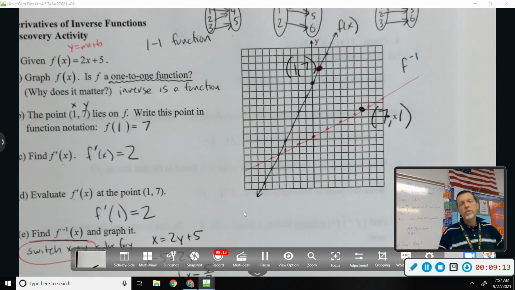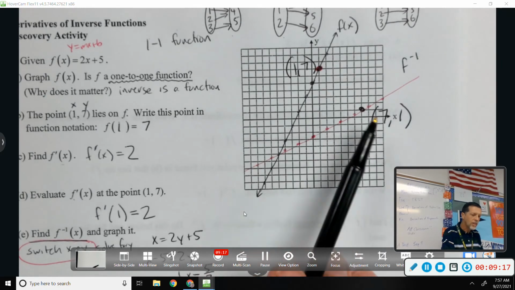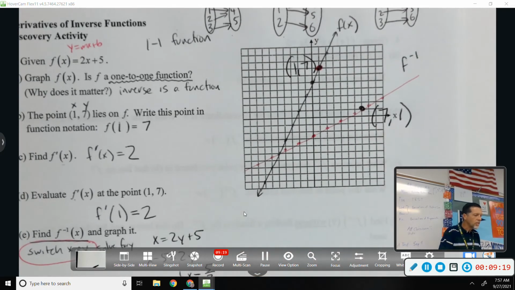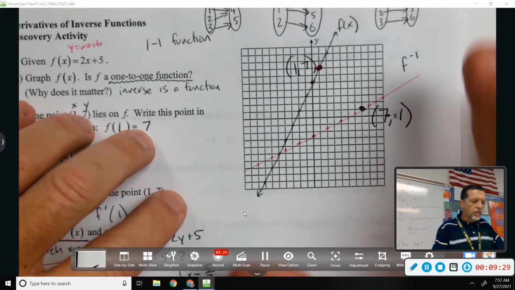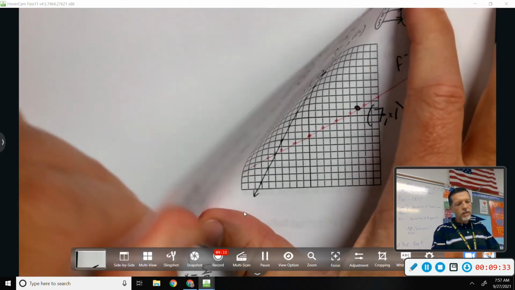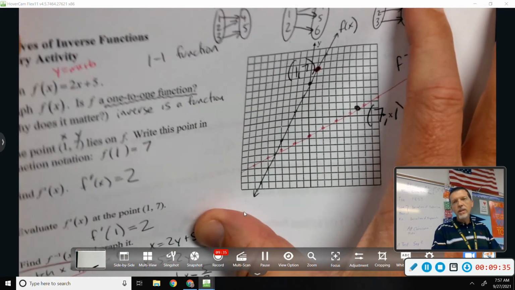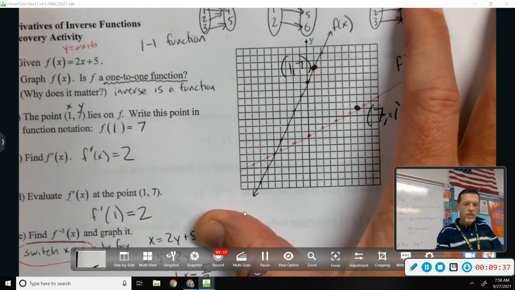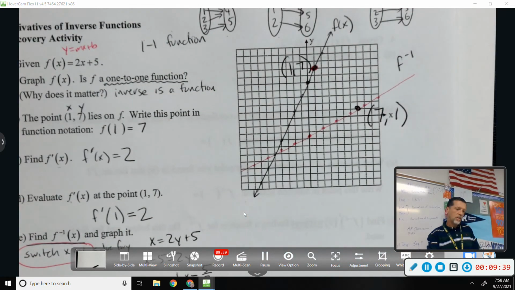And there's those corresponding points. (1, 7) is on f. (7, 1) is on the inverse. You might remember that the inverse is a copy across the line y equals x. So if we folded this on the line y equals x, it would copy onto itself because x and y are switched.